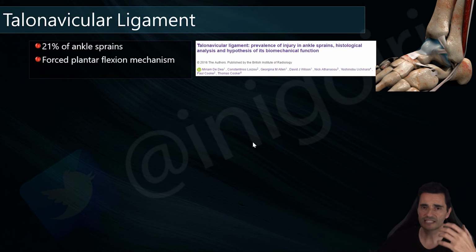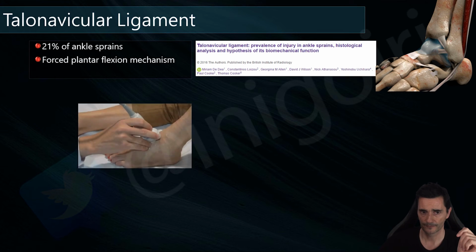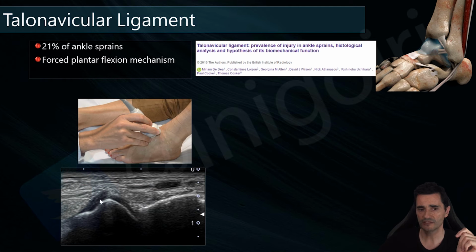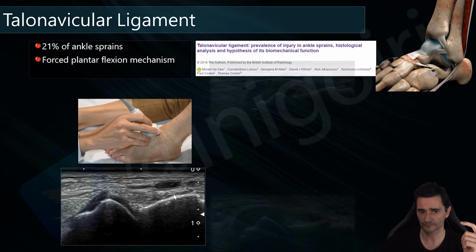The mechanism is slightly different. A forced plantar flexion of the ankle. So when a patient has a forced plantar flexion, always check this ligament. This is the position, and this is a normal ligament. This is the talus, this is the navicular bone, and a normal ligament. You can notice here the proximal insertion and the distal insertion, covering almost all the dorsal aspect of these two bones.